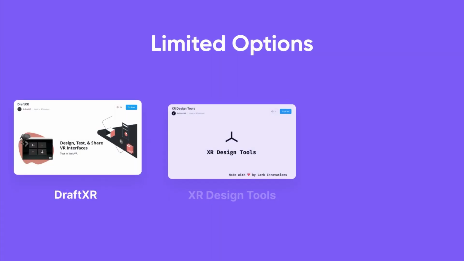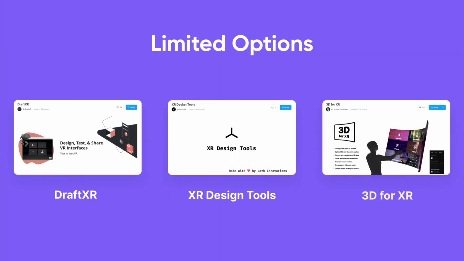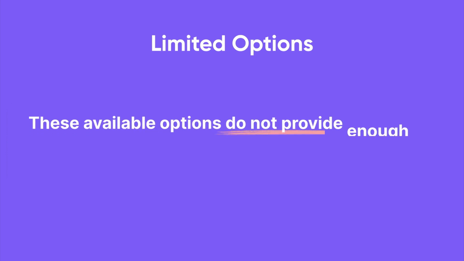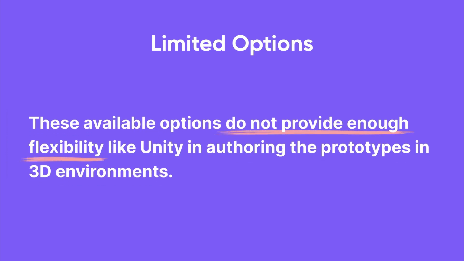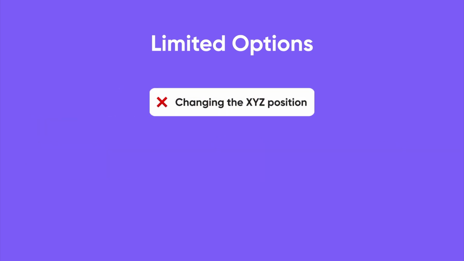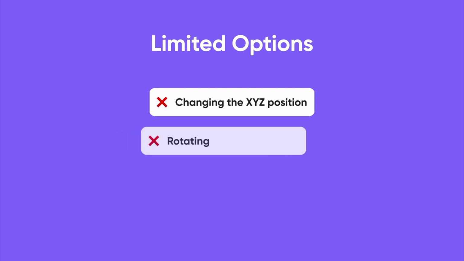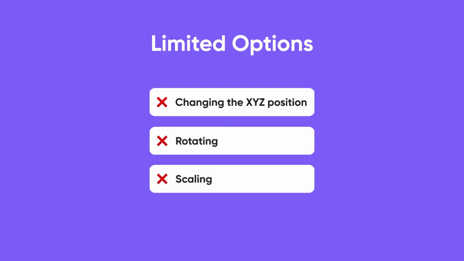Currently, there are only a few options to let you preview your prototypes in a 3D scene. These available options do not provide enough flexibility like Unity in authoring the prototypes in 3D environments, such as changing the XYZ position, rotating, scaling, etc.